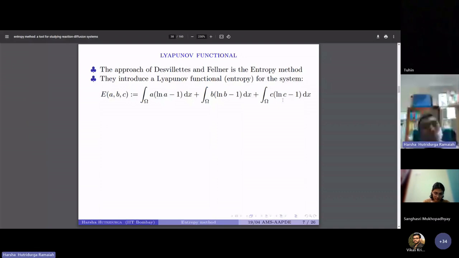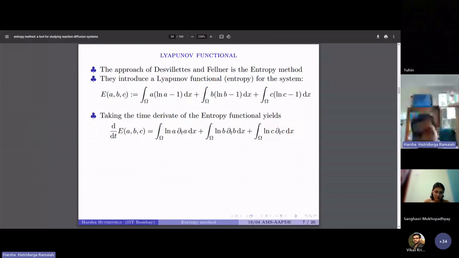What you do is you take the solution ABC to your 3x3 reaction diffusion system, and you compute this functional E for that solution. You differentiate in time this functional. So you blindly take the derivative inside the integral in the X variable. So when you differentiate A log A minus A, you get natural log of A times the time derivative of A. So that you can check. Similarly, these terms involving B and C.